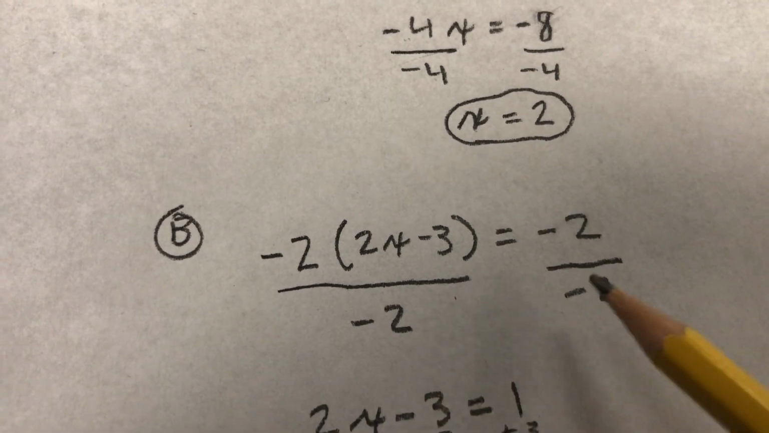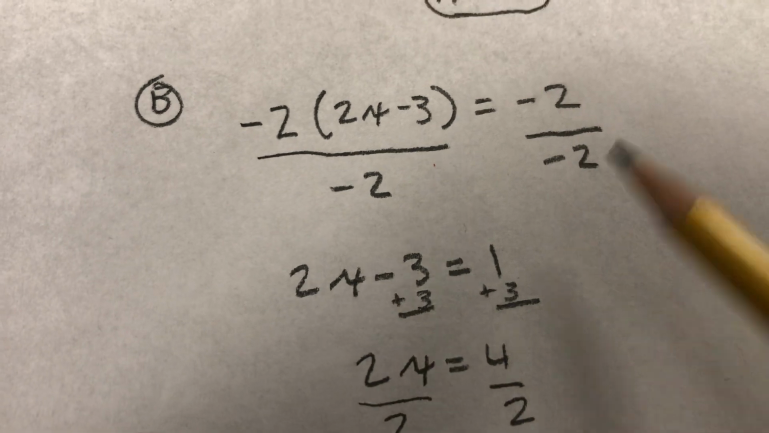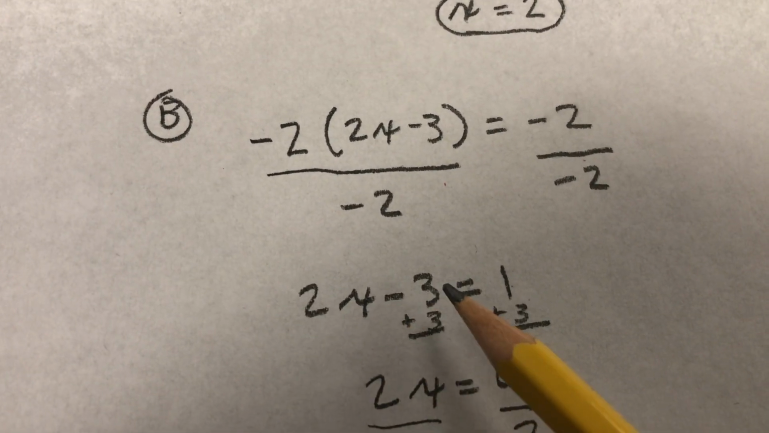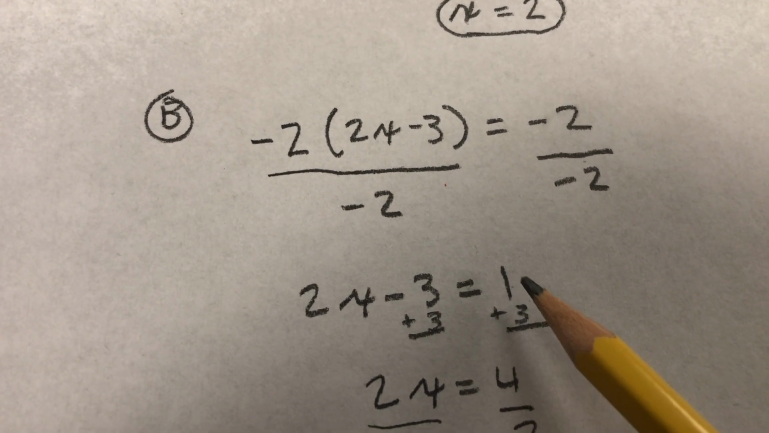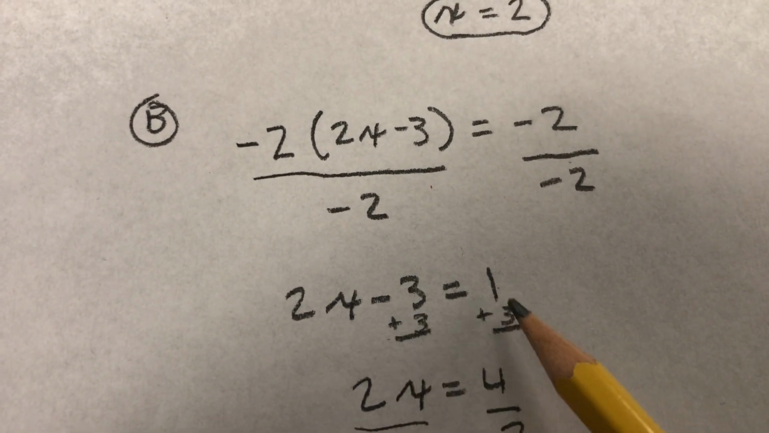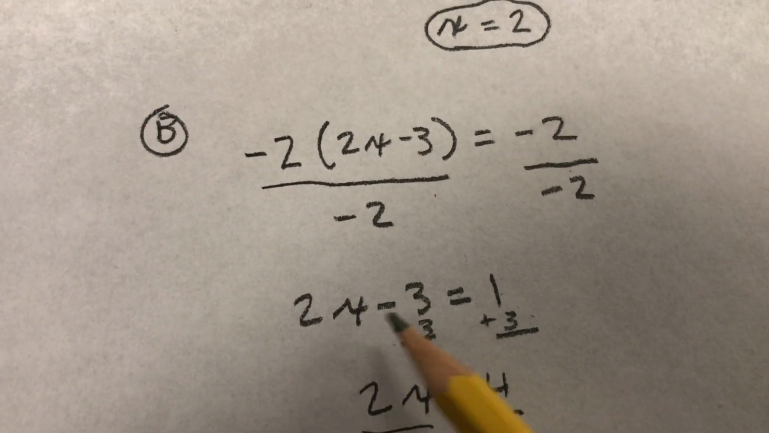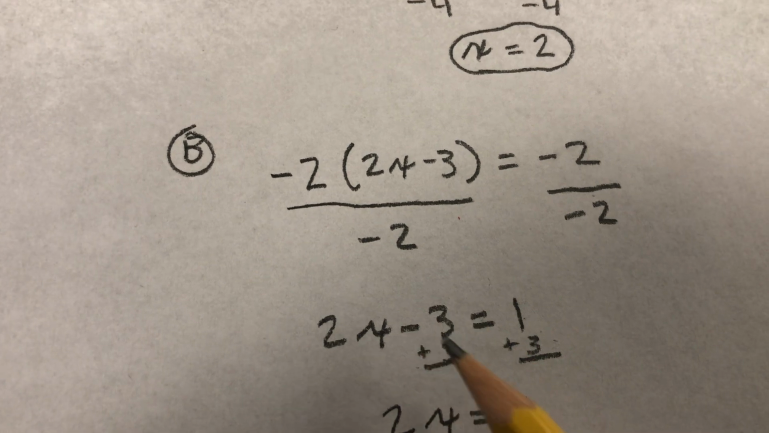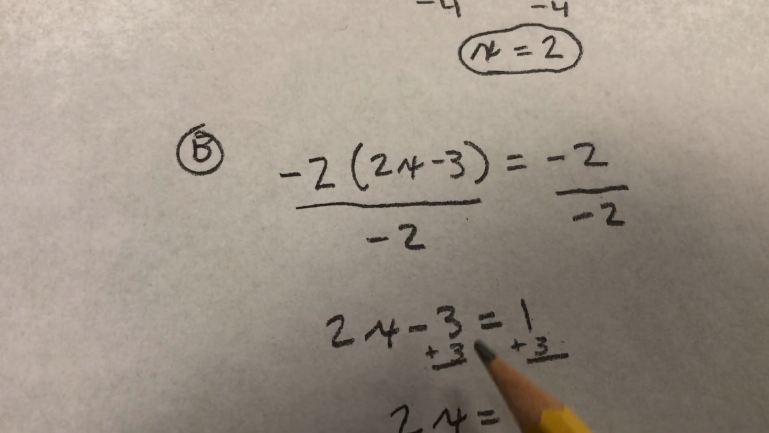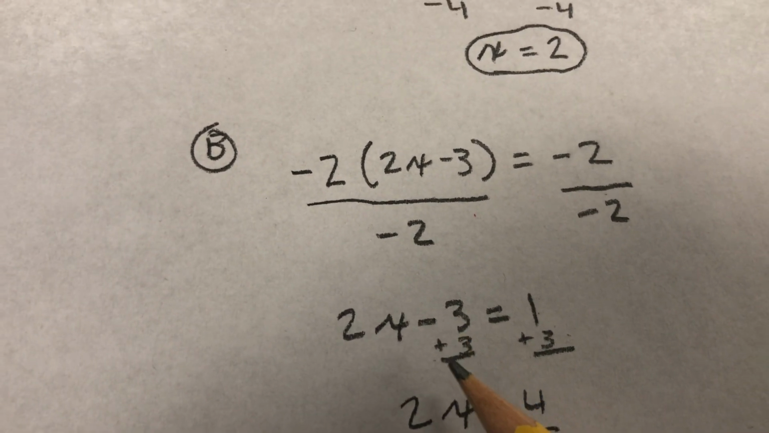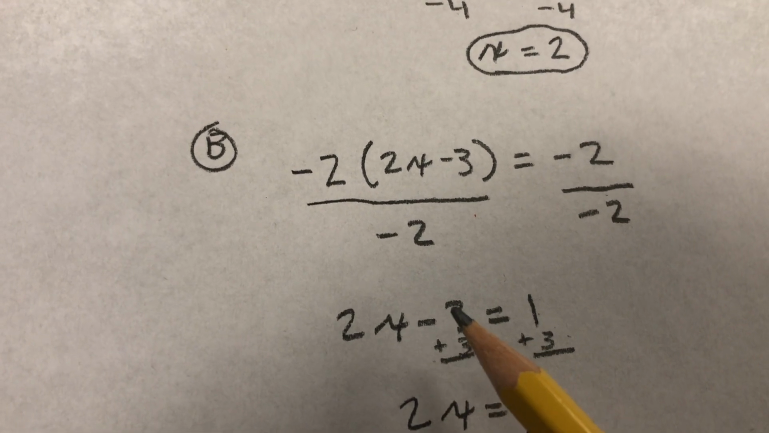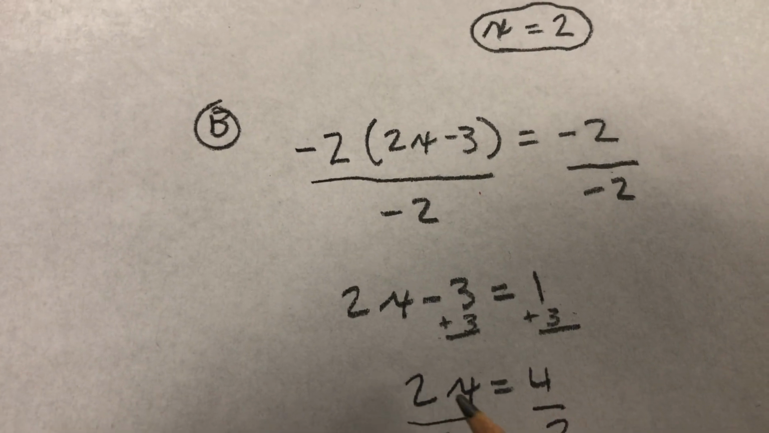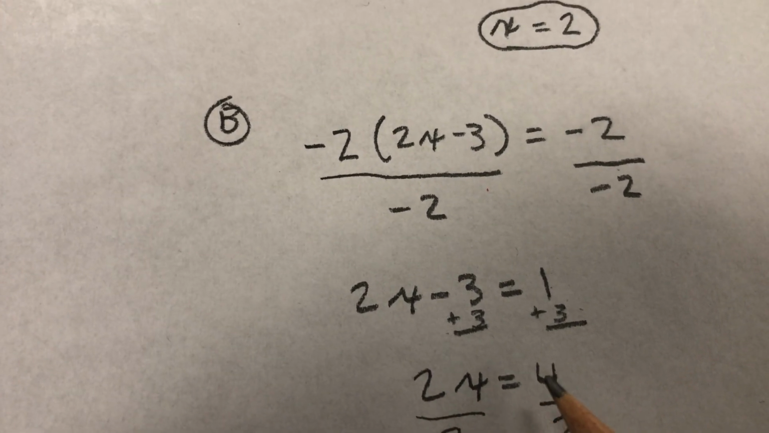Both of these are divided by negative 2. And negative 2 divided by negative 2 is 1. So we have 2x minus 3 equals 1. And notice I've added 3 to both sides of the equation because we have this negative 3 here. 2x minus 3 is like saying 2x plus negative 3. So in order to cancel this out, I need to add 3 to it. Negative 3 plus 3 is 0, so that gets rid of that. And 1 plus 3 is 4. So our new equation is 2x equals 4.